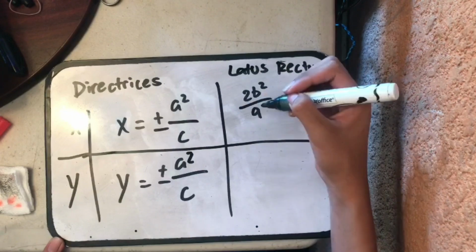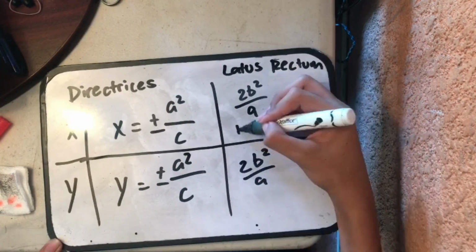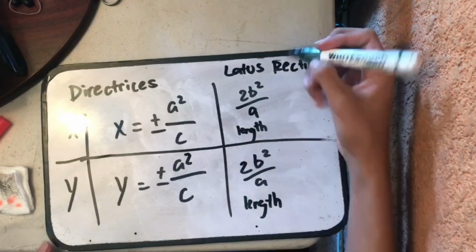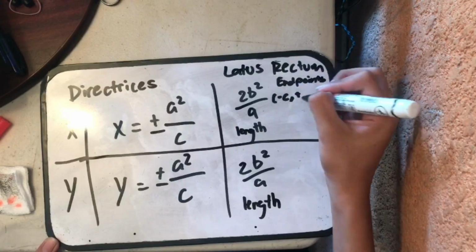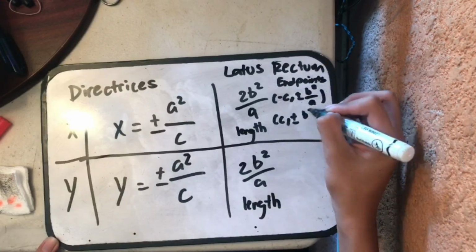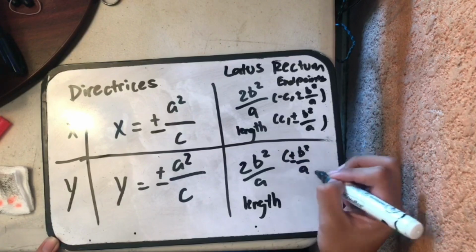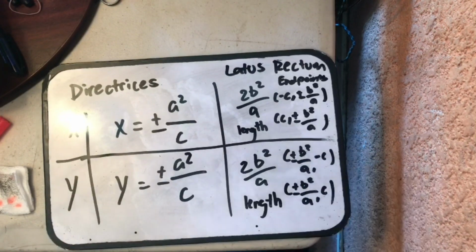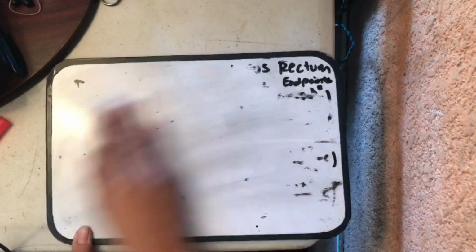Latus rectum is 2 times b squared divided by a. And the endpoints are positive and negative c, and positive and negative b squared over a. And opposite in the y-axis.